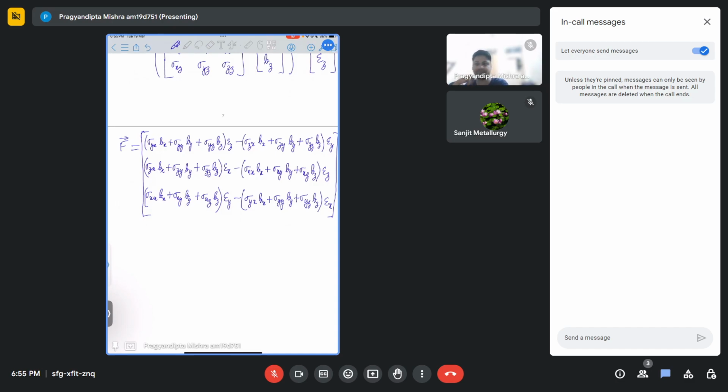Okay. Now that we know this force, can we try to calculate it for different conditions? So let's say there is a case where there is interaction between two positive dislocations. Okay. So let's say there's a case.